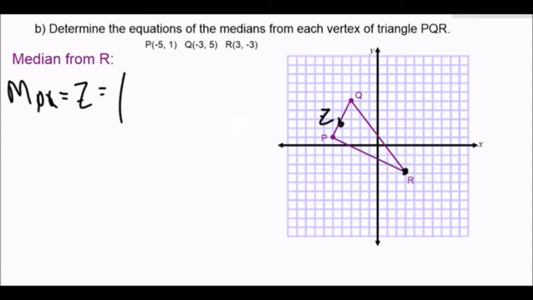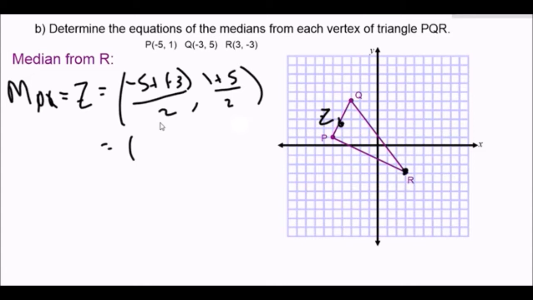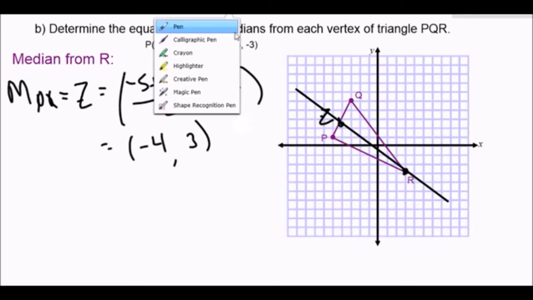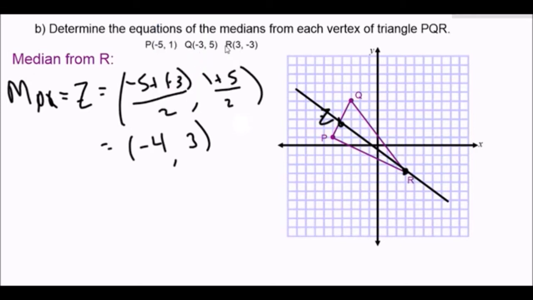So I need to start by finding that midpoint, the midpoint of PQ, which we're calling Z. So negative 5 plus negative 3 divided by 2, and 1 plus 5 divided by 2. So doing the math, negative 8 divided by 2, and 6 divided by 2. So Z is the point negative 4, 3, looks about right. So now I need to think about the line that connects Z to R. The only points I'm allowed to use for this line are the points R and Z.